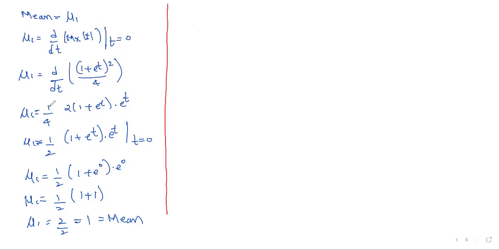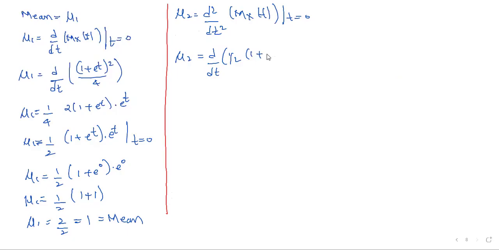Then to get variance, first we need to find mu2. Mu2 is nothing but what? D square by dt square of Mx of t, and put t equal to 0. So mu2 is nothing but d by dt of this first one, 1 by 2 into (1 plus e power t) into e power t, right? So here mu2 equal to 1 by 2 as it is, right?